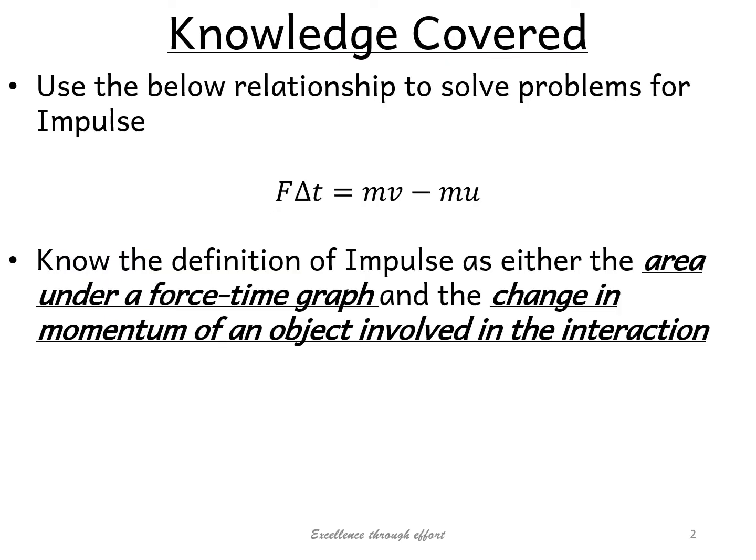So the knowledge we're going to be covering in this power up lesson today will be, first of all, use the below relationship to solve problems for impulse, where F is the average force applied, delta T is the contact time, M is the mass, V is the final velocity, and U is the initial velocity. The second one is know the definition of the impulse as either the area under a force time graph and the change in momentum of an object involved in the interaction. Now, we're really just going to focus on the second one here. I will do this first one in another power up lesson at some later point.